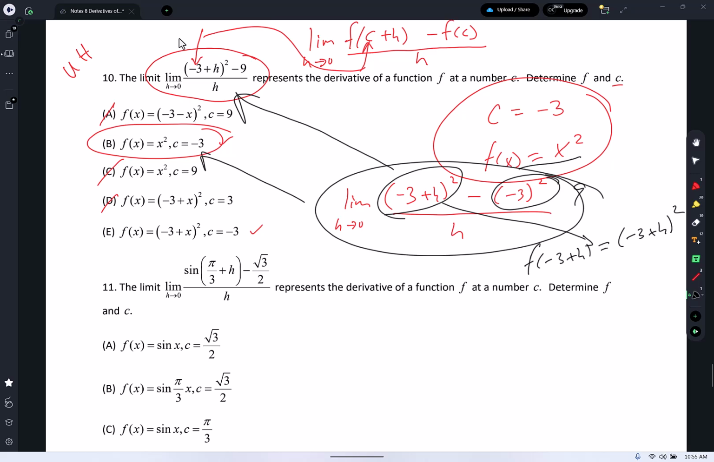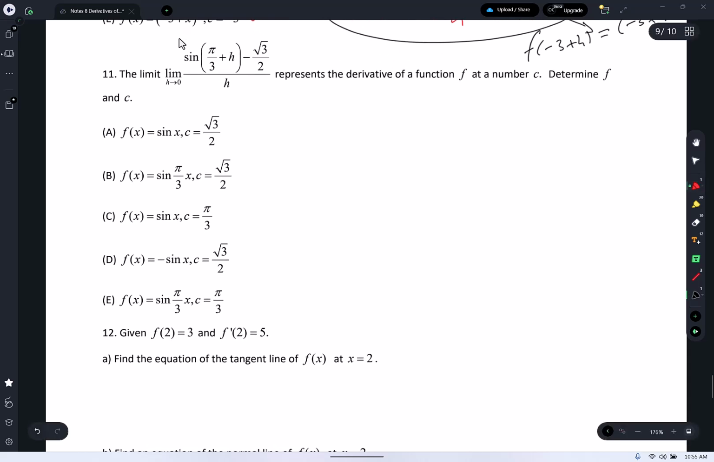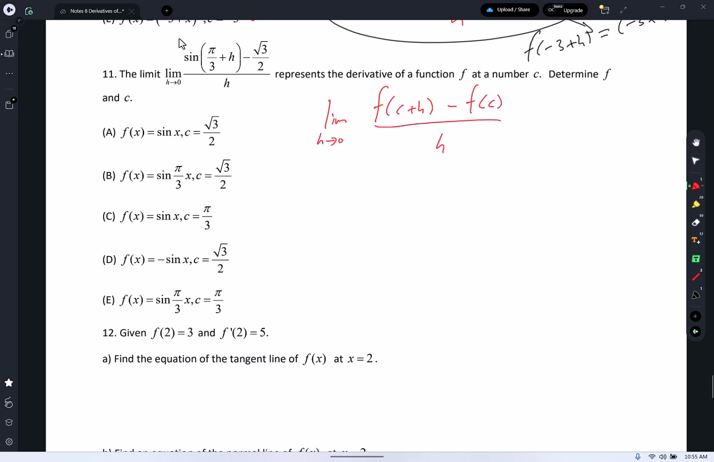Make sense, guys? Okay. Look at number 11. A little bit of pre-calc, not extreme. We're doing the same thing, guys. Limit as h approaches 0, f of c plus h, the way that UH has it, minus f of c all over h. This is the way UH has it right now. What is c? Pi over 3. Out, maybe, out, maybe. Oh man, 50-50 chance. What is f of x?